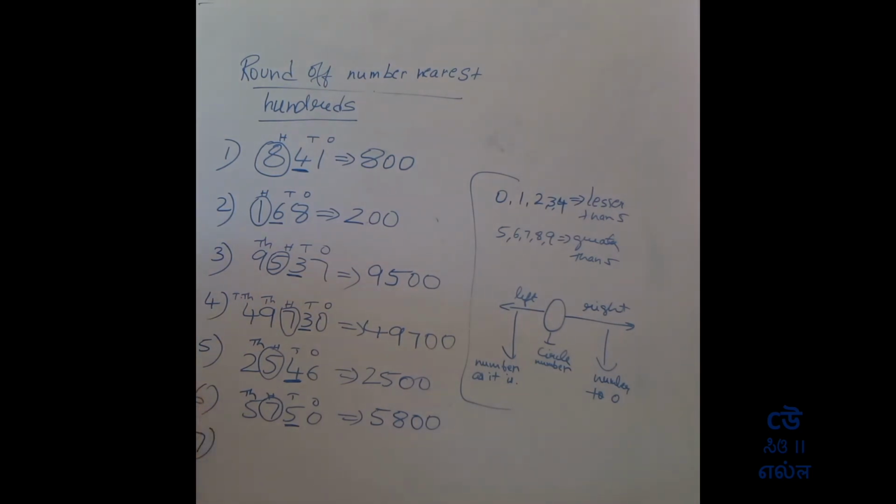Next, the 7th one, 9870. We have ones, tens, hundreds and thousands. So first you have to circle the hundreds place number and consider the tens place number. 7 is greater than 5. So you have to increase one number in hundreds place. 8 is there. If you increase, what will it become? 9. So 9900 is the answer. Okay.